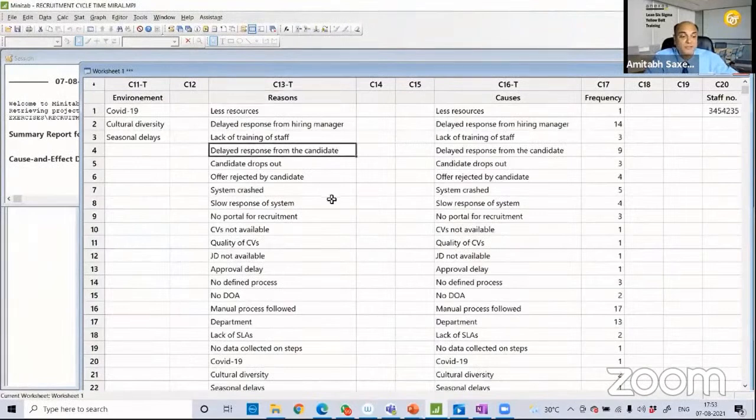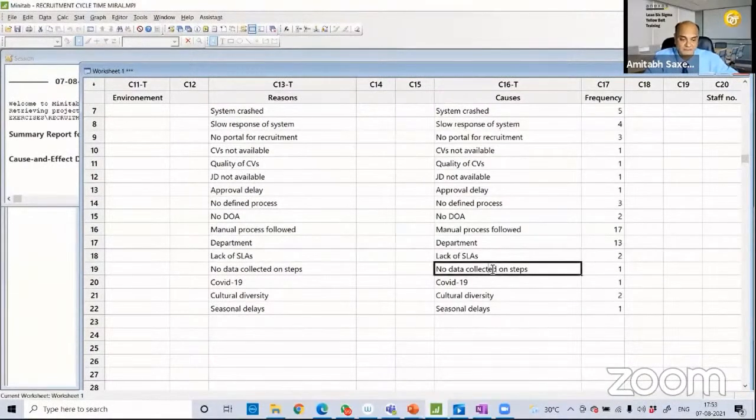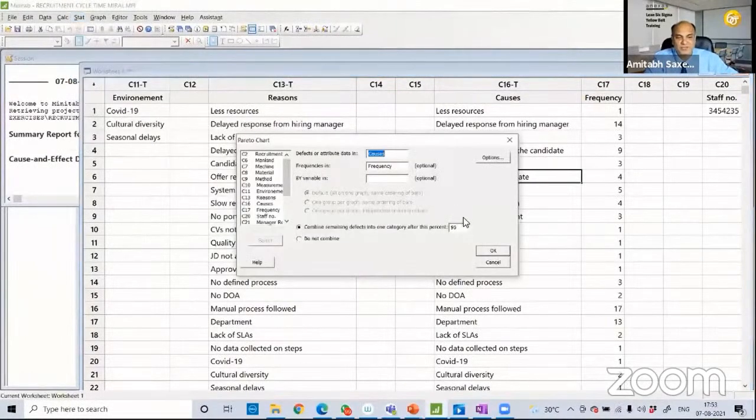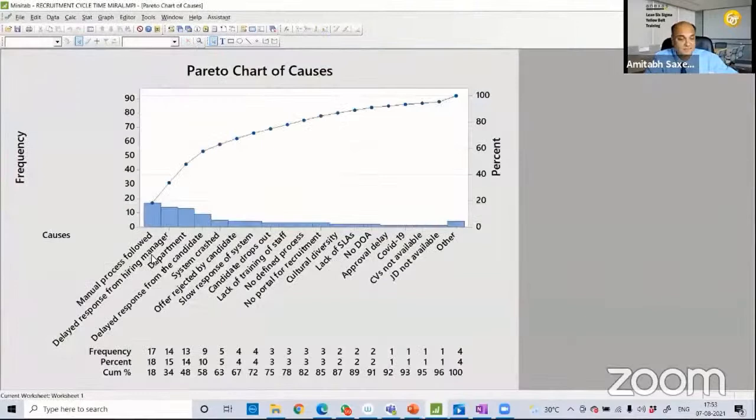And then I do a Pareto analysis, sorry, to see which is occurring most of the time. I list it down here. How many times did less resources occur? 1 time. Delayed response from hiring manager, 14 times. Let me do a Pareto quickly. 80-20 rule. Okay, I got my reasons. 80% of my problems are due to these: manual process followed, delayed response from hiring manager or department. Some departments themselves are responsible, some departments are very specific, with delayed response.